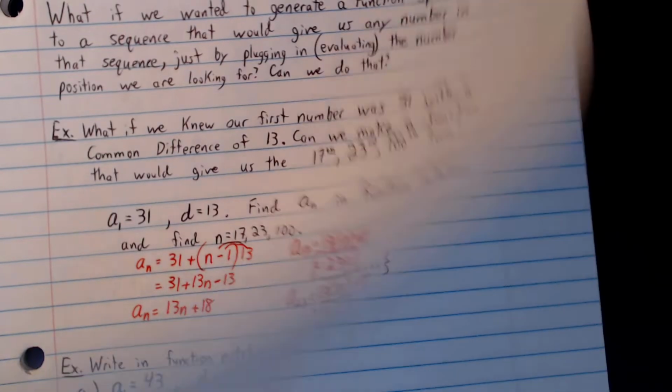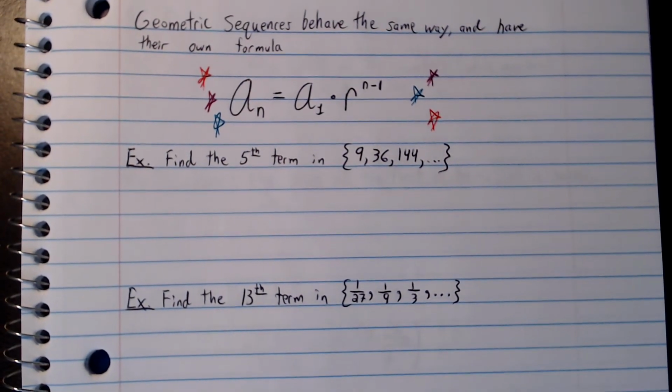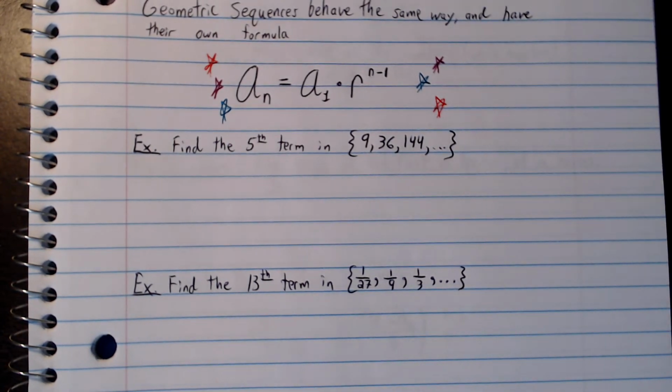Now we've got geometric. Good news is this is the last page, though. So geometric sequences behave the same way, and they have their own formula. So here's your formula for geometric sequences. Right, so if we want to know the nth term, we're going to look at the first term times the common ratio to the power of n minus 1. The n minus 1 shows up quite frequently. It's because we don't usually consider the first term to be 1. We consider it to be n. So that's why that minus 1 part happens to be there.